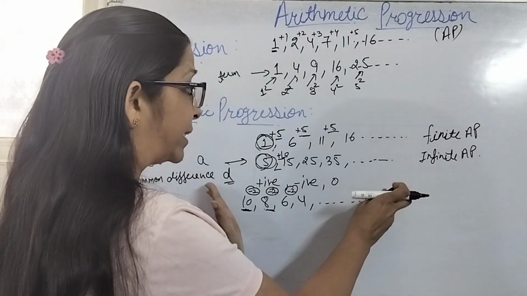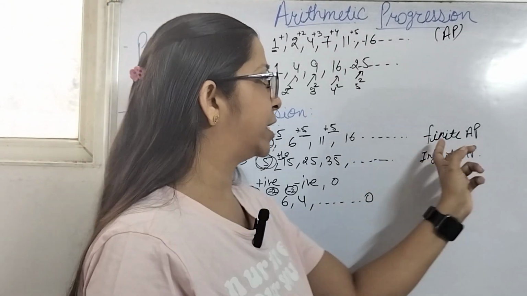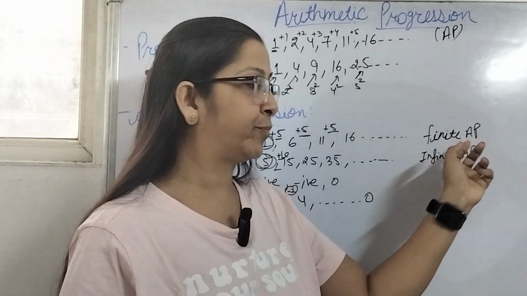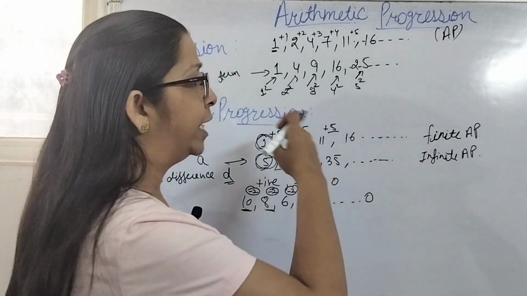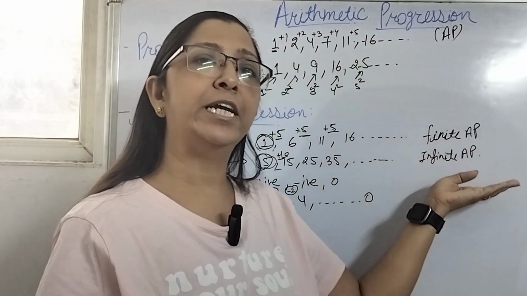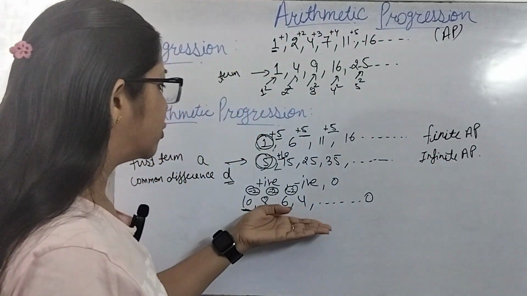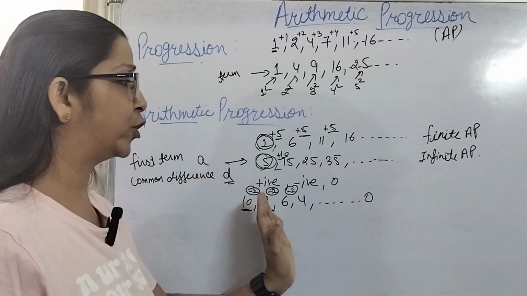That means a limited number of terms are there in the AP. Such type of APs are known as finite AP. And if it is limitless, the number of terms is not fixed, it will keep on going, then such type of APs are known as infinite AP. So this is the example when the common difference which we are adding is negative.